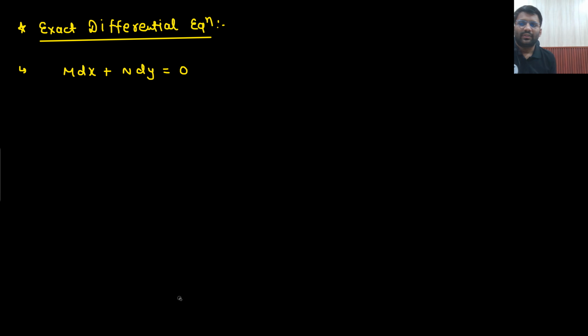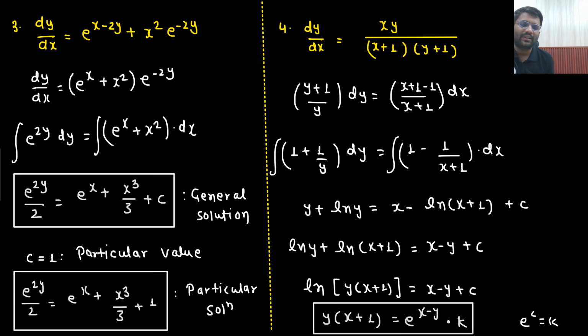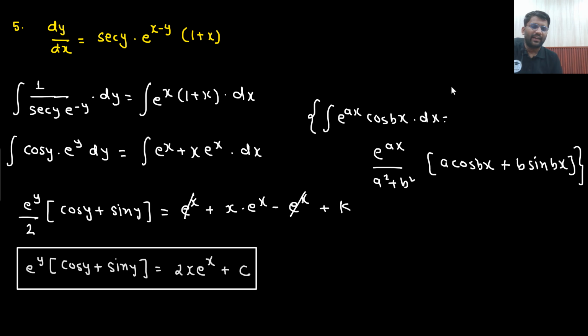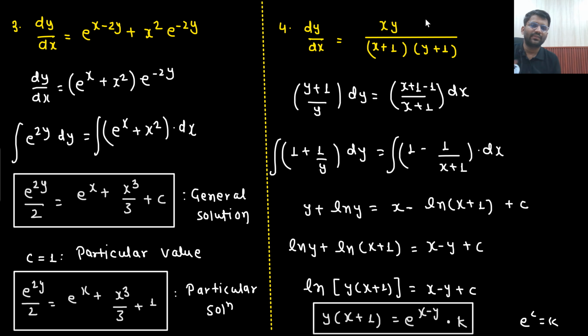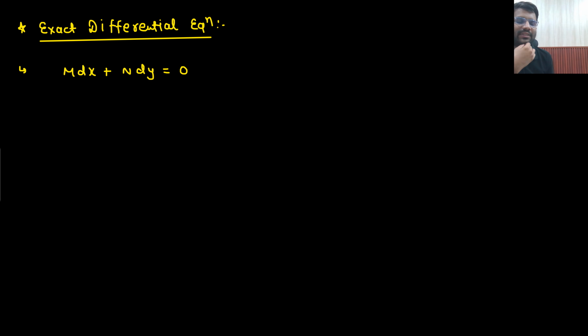Let's go to the next concept. So variable separation is clear, sir, right? It will be clearly visible in the questions. Here it is clearly visible that x can come aside, t can come aside. Here also it is clearly visible that y can come aside, x can go aside. Here as well, x can come aside, y can go aside. So everything will be clearly visible when it is about the variable separation method.